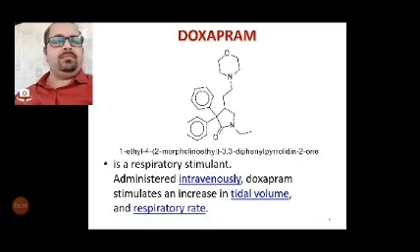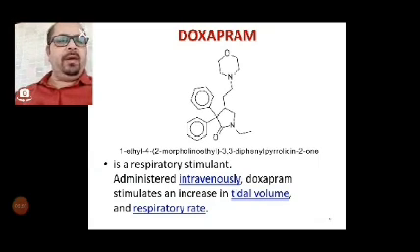Next drug is doxapram. Doxapram is a diphenyl pyrrolidin-2-one derivative. If you look at the IUPAC name of doxapram, it is 1-ethyl at the 1 position, that is at the nitrogen, the ethyl substitution. At the 4 position, the morpholino-ethyl. Morpholino is a heterocyclic ring in which nitrogen and oxygen, these two heteroatoms, are present. This is a 6-member ring. Morpholino ring doesn't have any double bond inside the ring. This morpholino ring is attached with pyrrolidine at the 4 position by 2-ethyl group. That's why it's a 2-morpholino-ethyl.